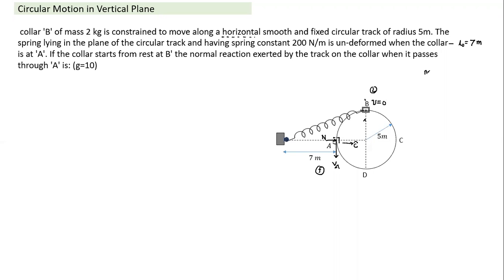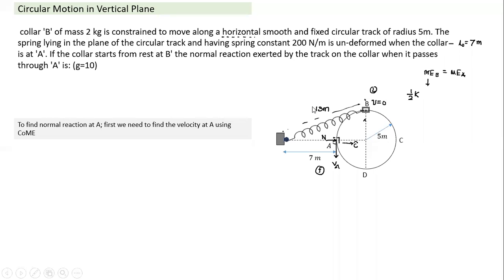So mechanical energy at B is equal to mechanical energy at A. And mechanical energy will have only two parts here, kinetic energy plus elastic energy stored in the spring. So at B, what is the elastic energy stored? It will be equal to 1/2 K times the square of the extension. So this is 7 and this is 5, so this becomes 12. This side is 5. So naturally, the inclined length of the spring becomes 13 meter. If the length is 13 meter and the unelongated length is 7 meter, its extension is 6 meter.